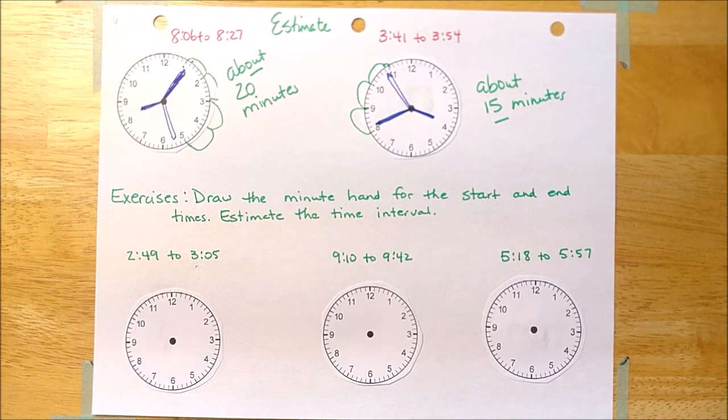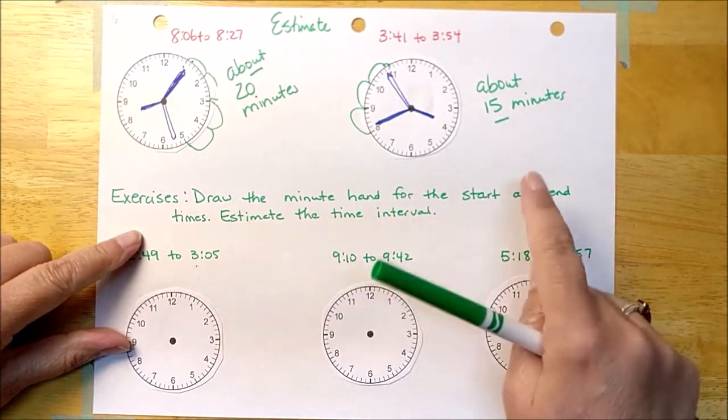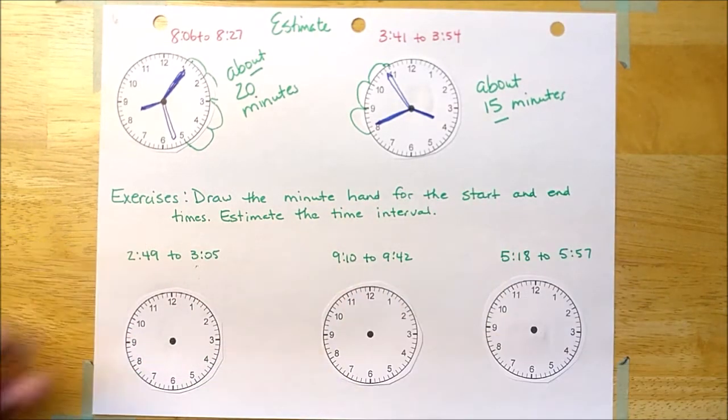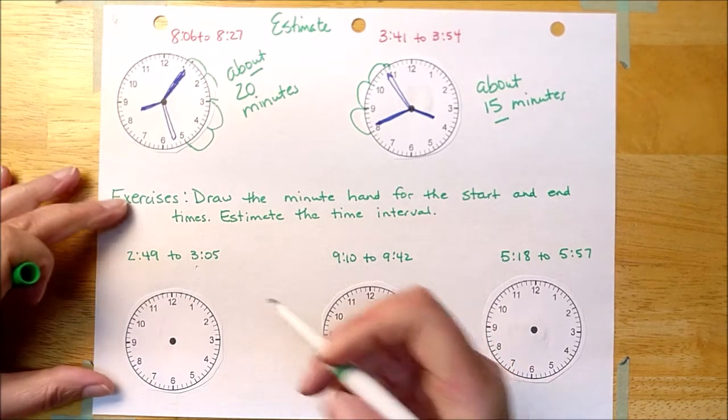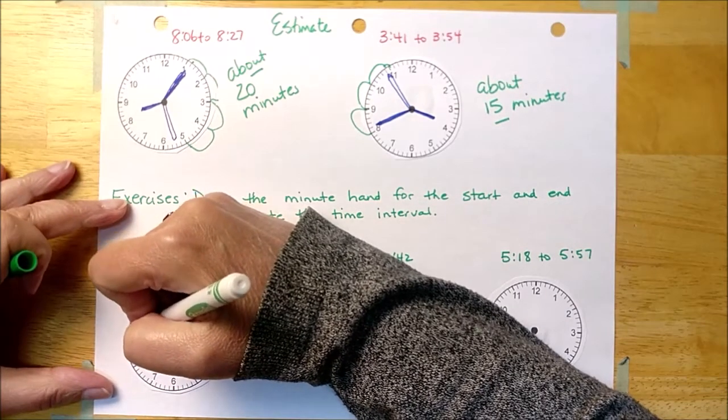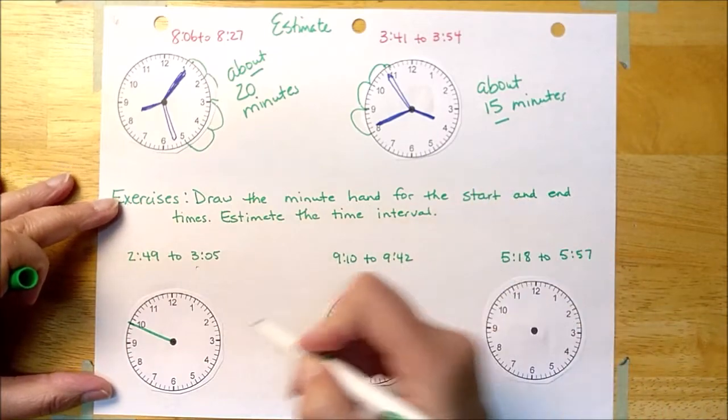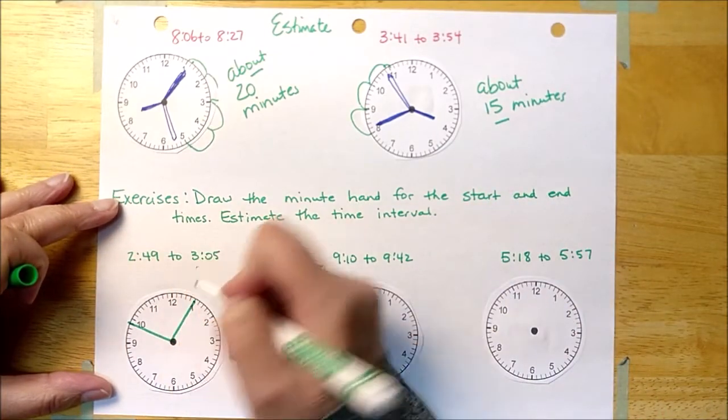So here you have to draw the minute hands from the start and the end times, and then estimate the time interval. So pause and figure that out, and we'll come back and see if you're right. Okay, 2:49 is right there, and we have to go to 3:05, which is right there.